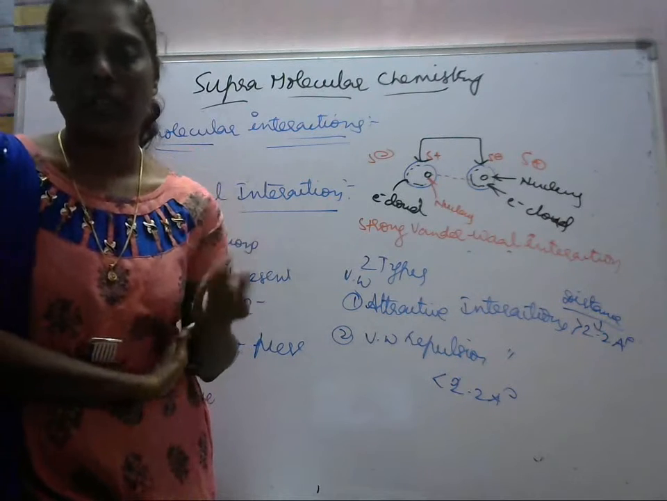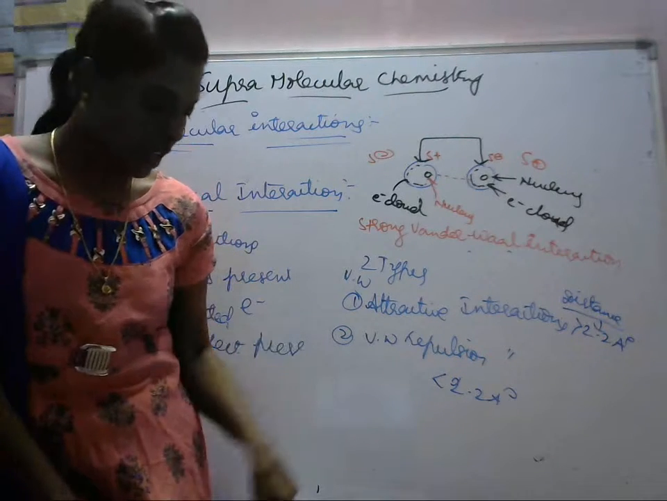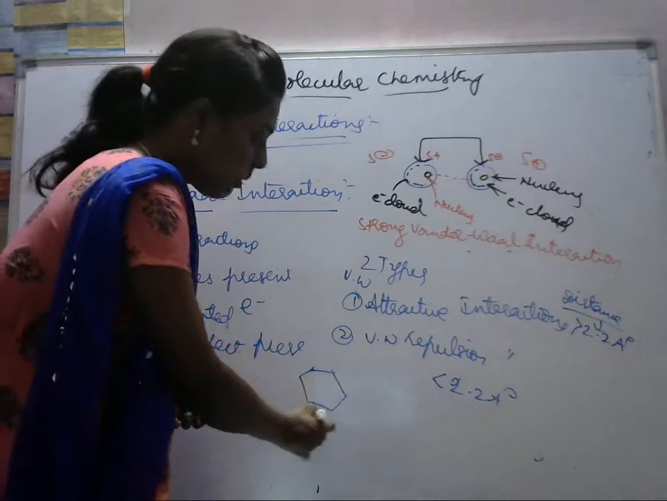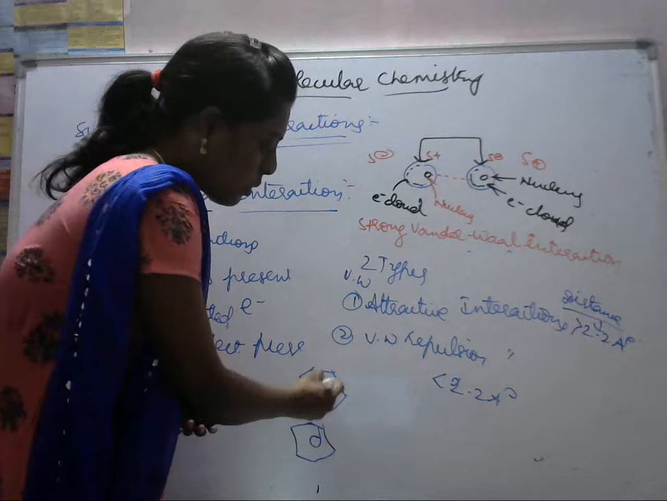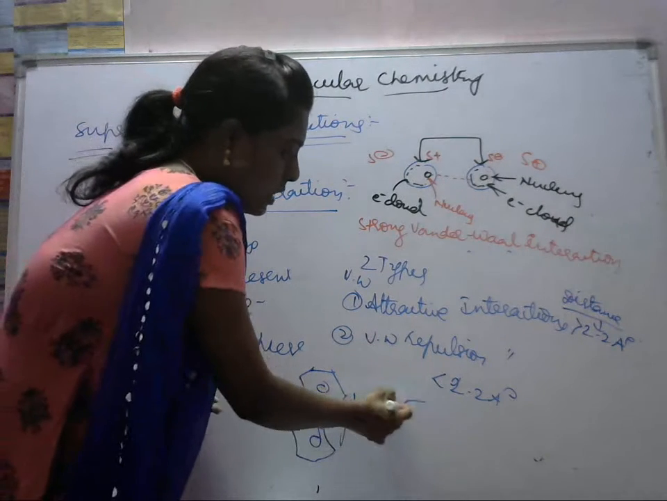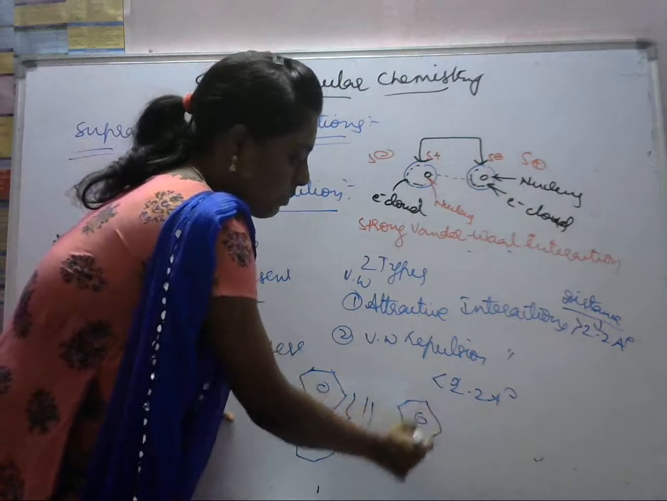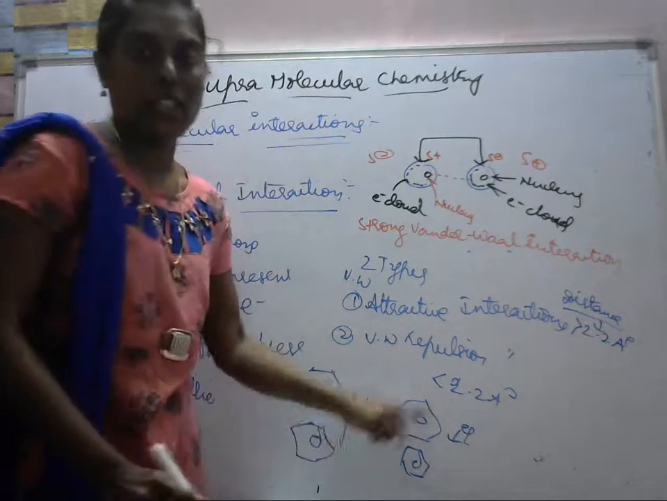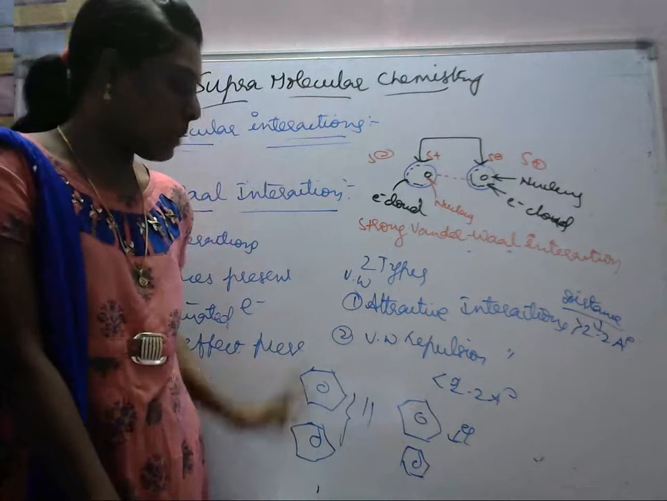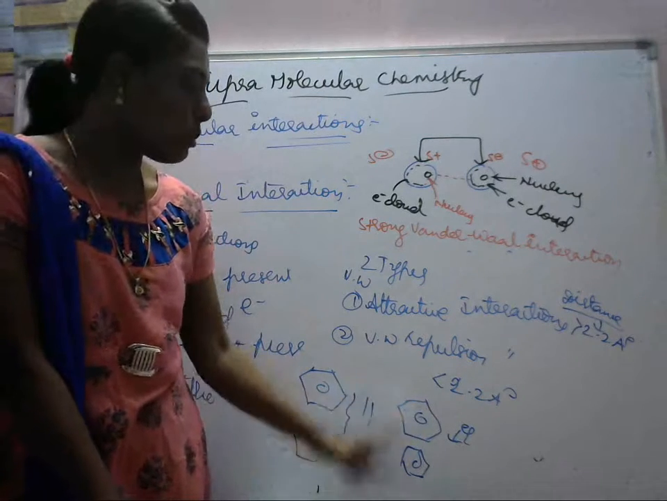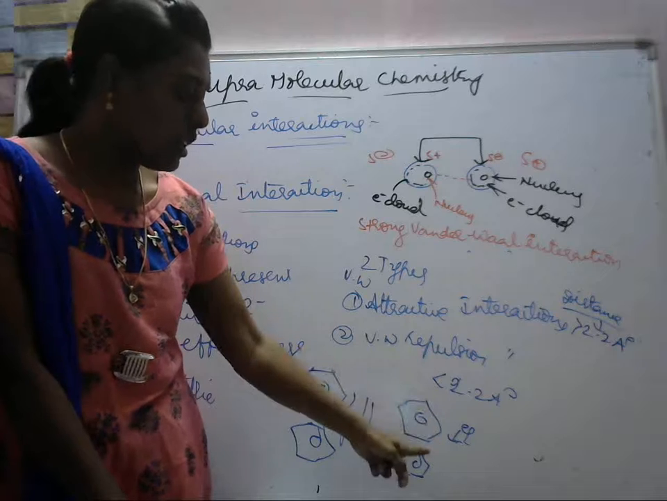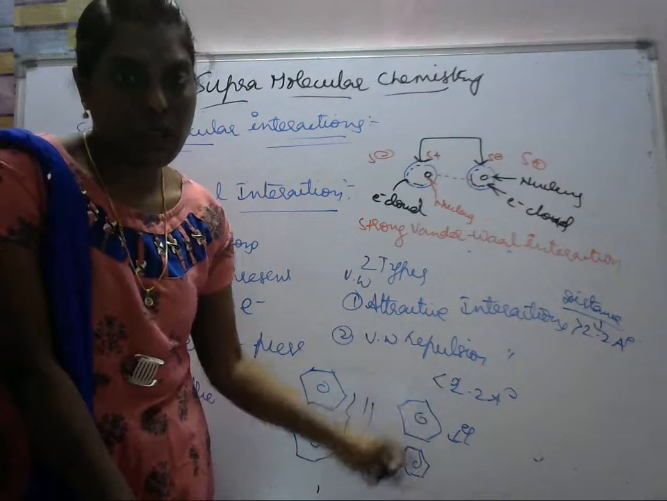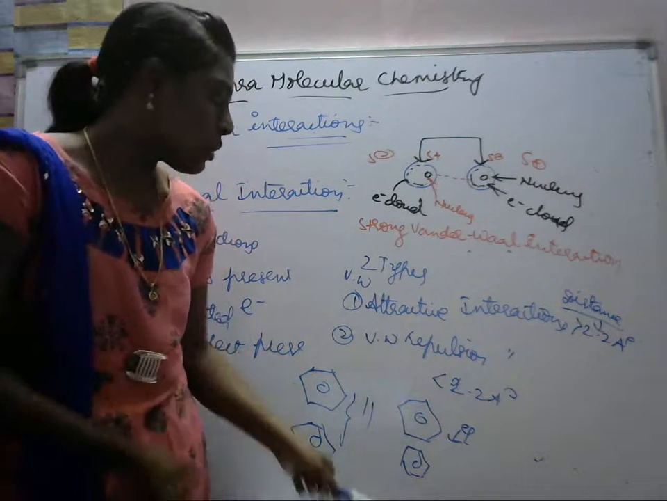And what about the third one? Pi to pi face interactions. If the rings are present like this, parallel, this is called parallel, the face to face pi to pi interaction. If one is present perpendicular, edge to face, perpendicular to each other, that is the pi to pi face to edge interaction.